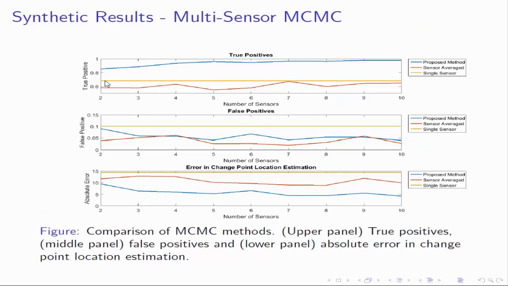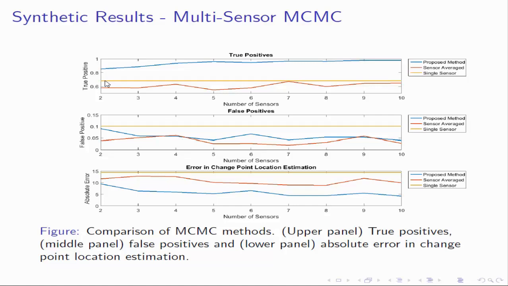These are the results. So the upper panel shows the true positives, the middle panel shows the false positives, and the lower panel shows the error in the change point location estimate. So that's just if we estimate the change point, how close it is to the true value. These are synthetic data, so we've generated synthetic realizations. The blue is the multivariate algorithm. The single sensor is shown by the orange or yellow, and the red is the average of the sensors fed into the univariate algorithm.